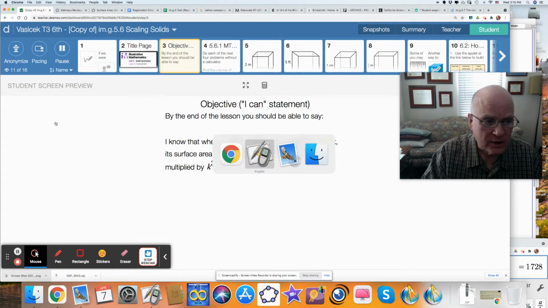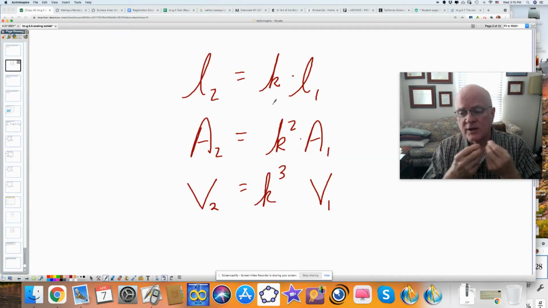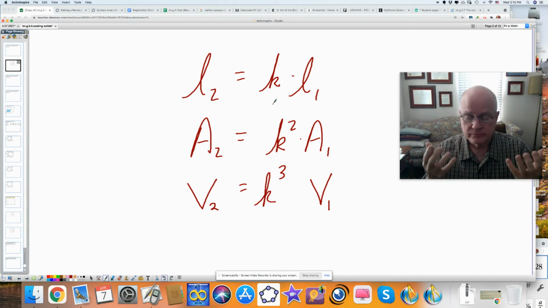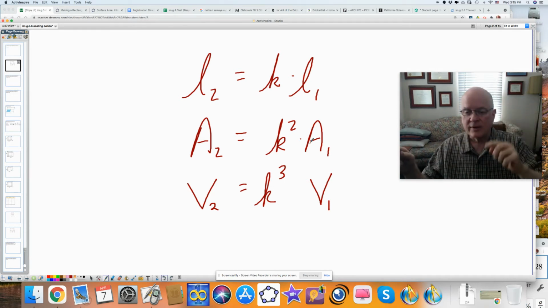And if I were to look at some of the stuff that we've done before, we knew that if we scaled a length by k, the new length is proportional to k. So we multiply the length times k to get to the new length. And in area, if we have a length and a width, and we're scaling both of those, you're scaling the one by k and the other one by k, so you scale it by k squared.